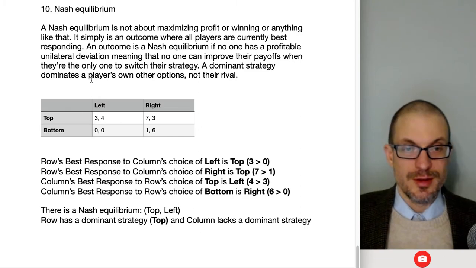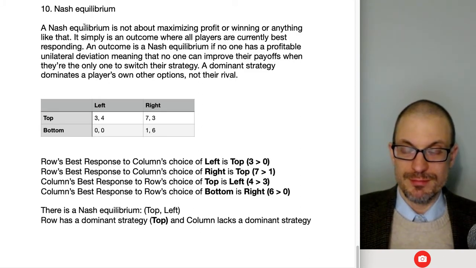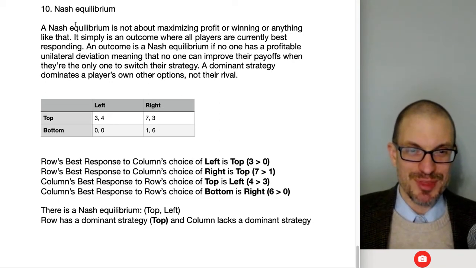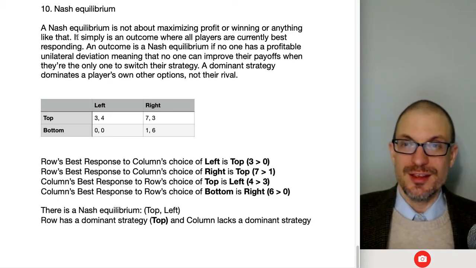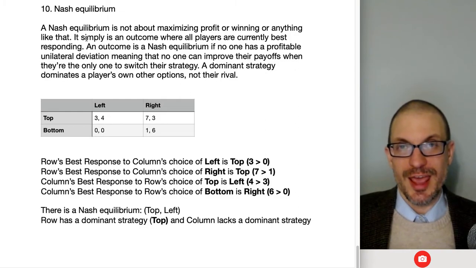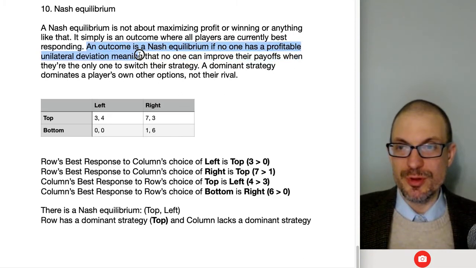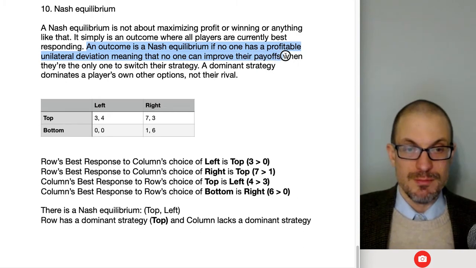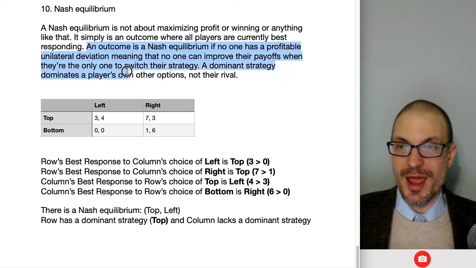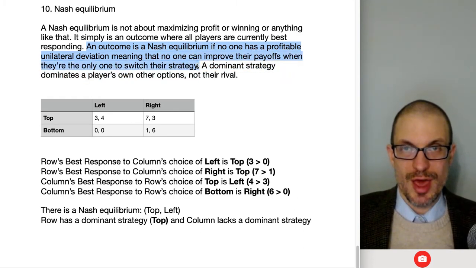Last thing, Nash Equilibrium. So a Nash Equilibrium is not about maximizing profit. It's not about winning, even though we call it game theory, right? The Nash Equilibrium is just defined as an outcome where all players are currently best responding. So an outcome is a Nash Equilibrium if no one has a profitable unilateral deviation, meaning nobody is able to improve their payoffs when they're the only one to switch their strategy, right?